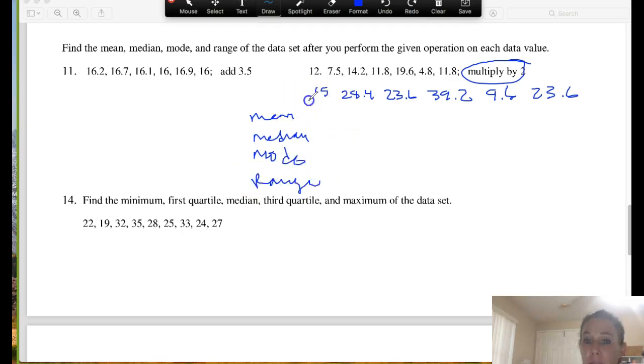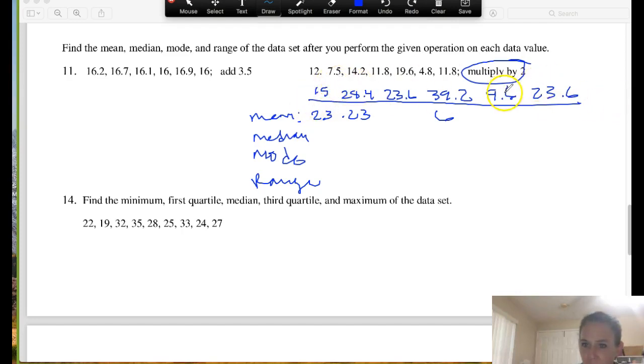Okay, our mean, I'm just going to add these all up and divide by the number of data points. 1, 2, 3, 4, 5, 6. 6 data points. So add these all up in a calculator, then divide by 6. That mean, when you do that, should give you 23.23. Median, you need to have these in order from least to greatest.